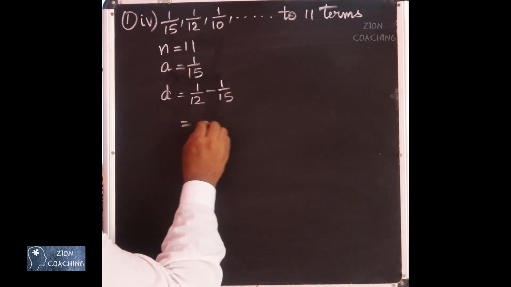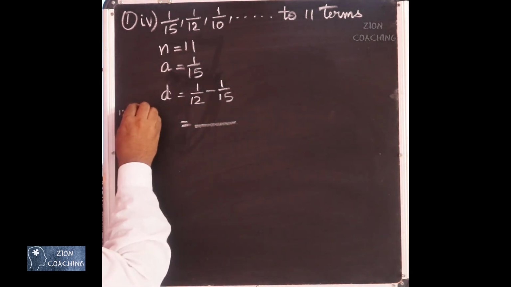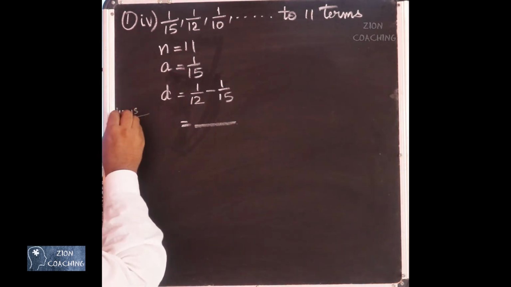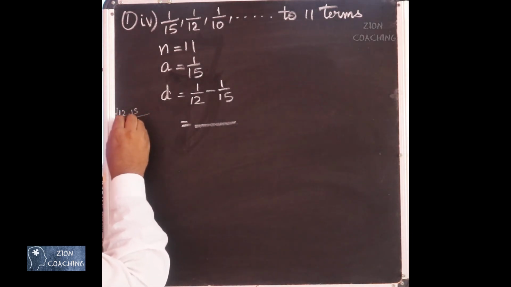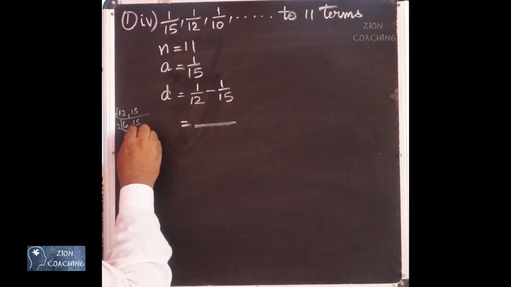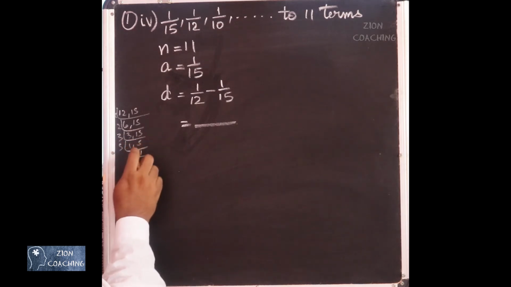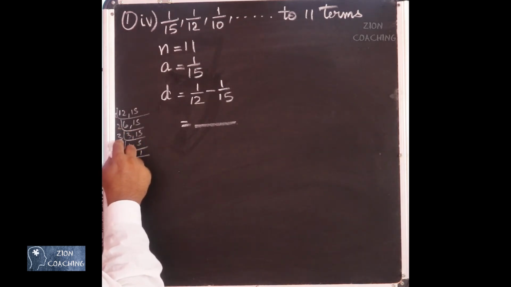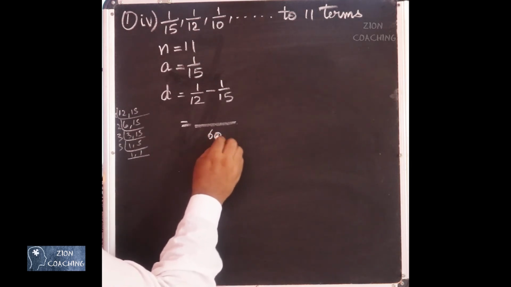Now you know that the LCM of 12 and 15, if you don't know, I will just tell you how to do. So when you divide by 2, you will have 6 and 15. Then again by 2, you will have 3 and 15. Then again by 3, 1 comma 5. Then again by 5, 1 comma 1. So 2 2s are 4, 4 3s are 12, 12 5s are 60. The LCM of 12 and 15 is 60.